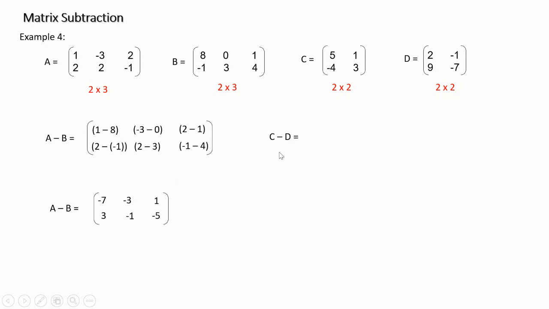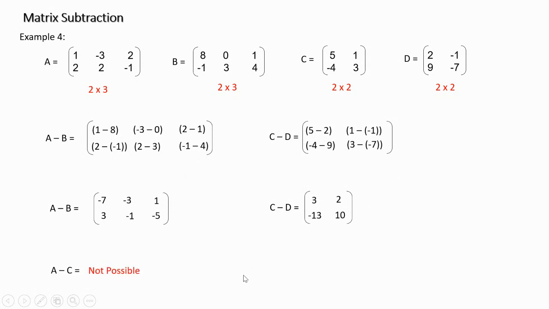Now let's see C minus D. So 5 minus 2, 1 minus negative 1, negative 4 minus 9, and 3 minus negative 7. So this will be 3, 2, negative 13, and negative 10. So that's my solution for C minus D. Can we do A minus C? A is a 2 by 3 and C is a 2 by 2. So it's not possible. Again, not the same size.